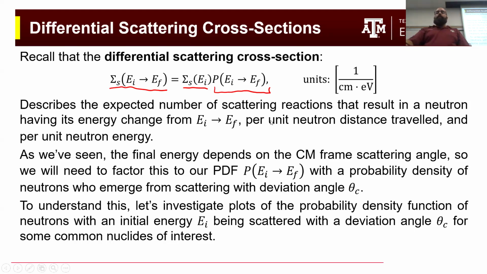So to get this probability density function, we would need to know something about the probability density of the neutrons that come out of my scattering reaction with a certain deviation angle theta c. And so I have some plots that we can look at to better understand, for different nuclei, how their angles get distributed at various energies.